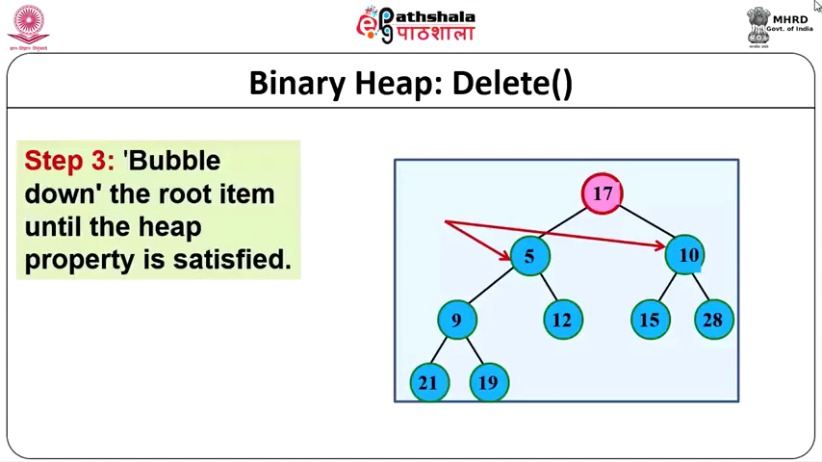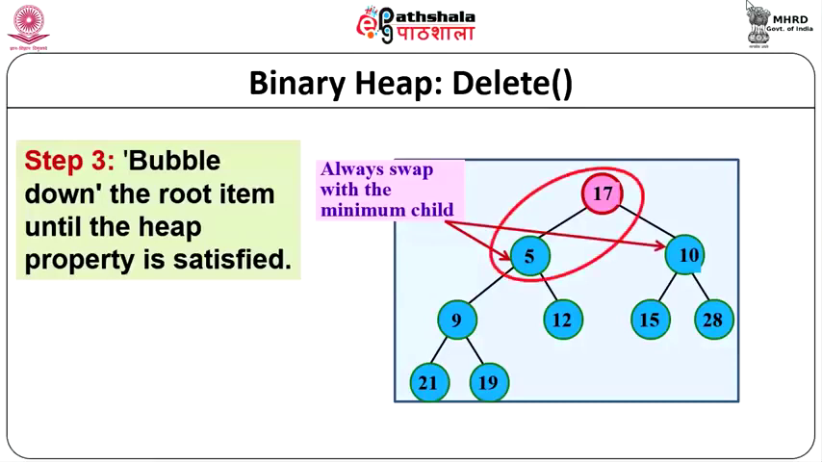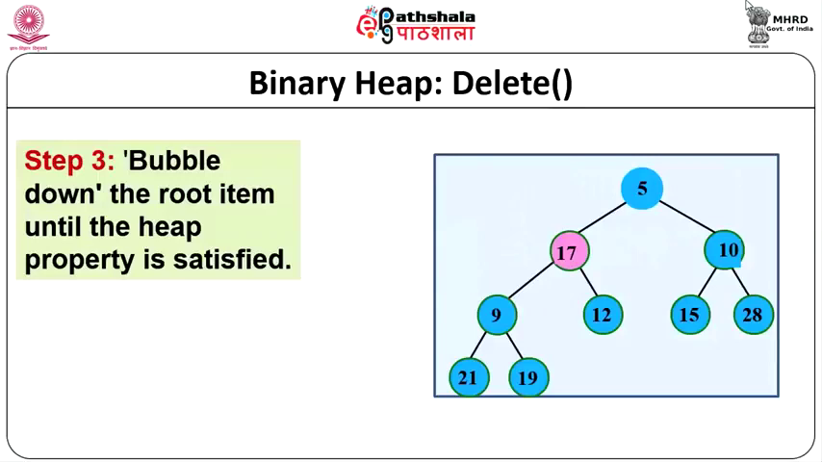Now, there is a problem here because you have 2 children. Which child should replace 17? That is the question we have to ask. What is the rule that says? Always swap with the minimum child, that is a property we always use. So, out of 5 and 10, which are the children, we have to swap the 17 with 5. So, we do that. 17 and 5 have been swapped.